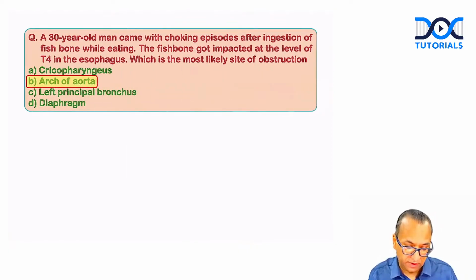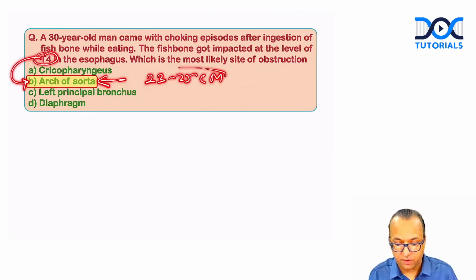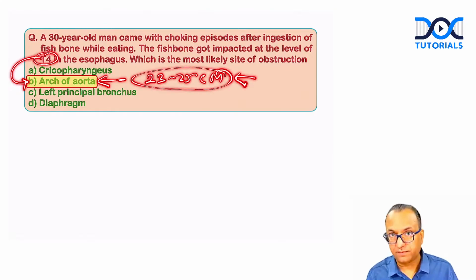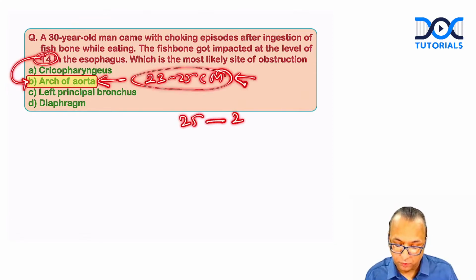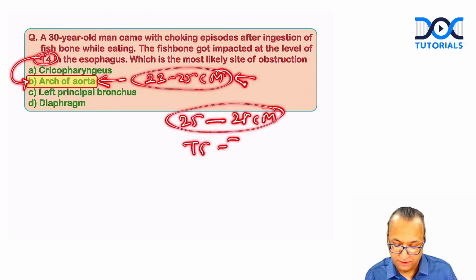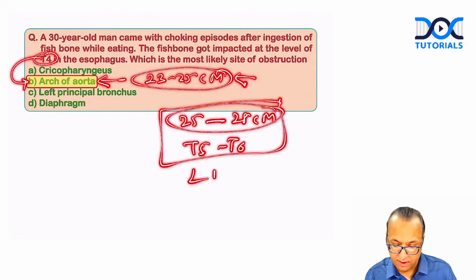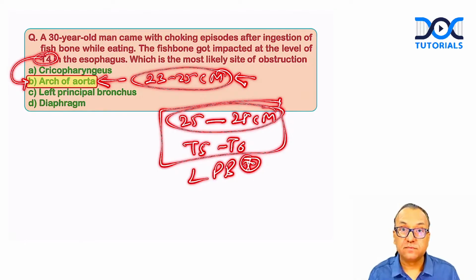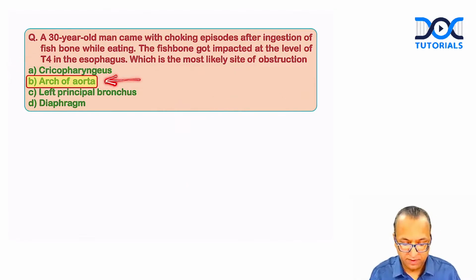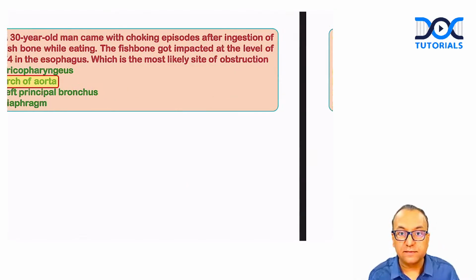Anyway, since they already mentioned T4, I'll take my answer as arch of aorta. If it is 23 to 25 centimeter from upper incision, I'll take my answer as arch of aorta. If it was 25 to 28 centimeter, if it was T5 to T6 level, maybe then I'll take my answer as left principal bronchus. Try to understand what I'm trying to tell you, because I have been watching this system for last 25 years. I have seen some 15 to 20 MCQs on esophageal narrowing and having different answers. That is why. Maybe you're lucky you got a simple question here.